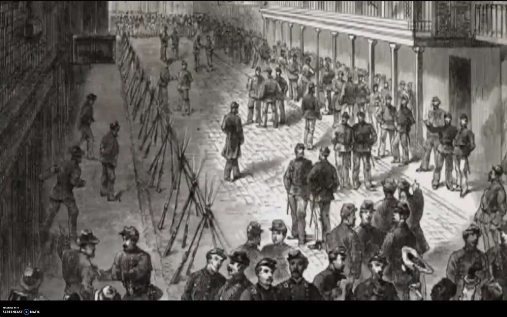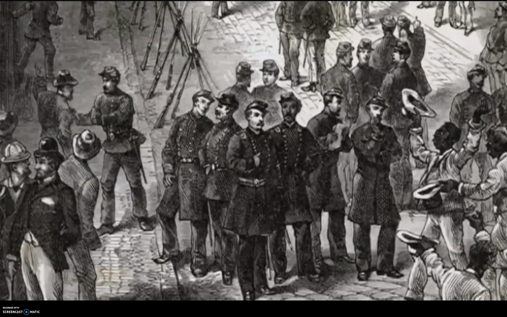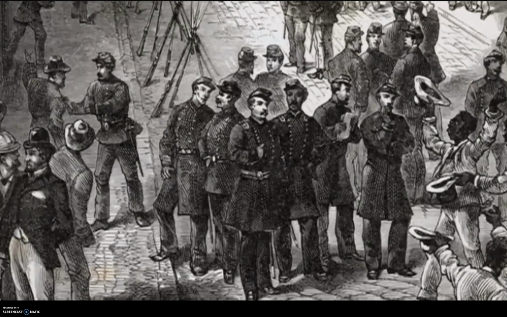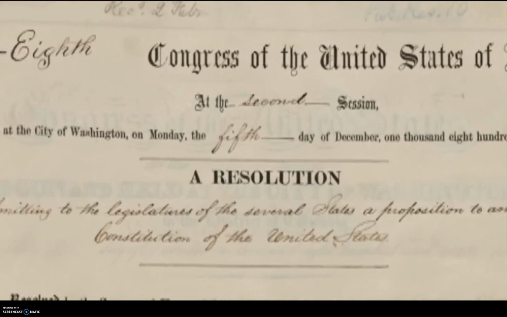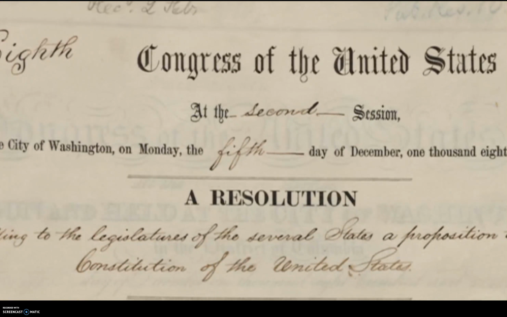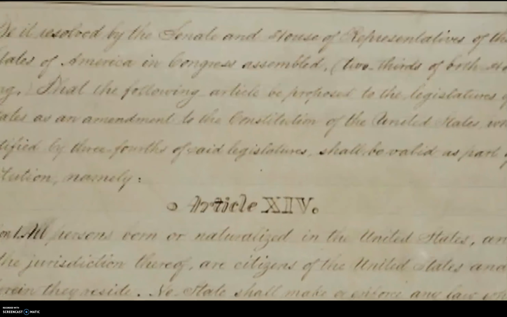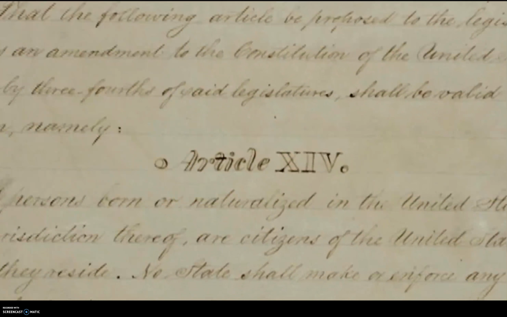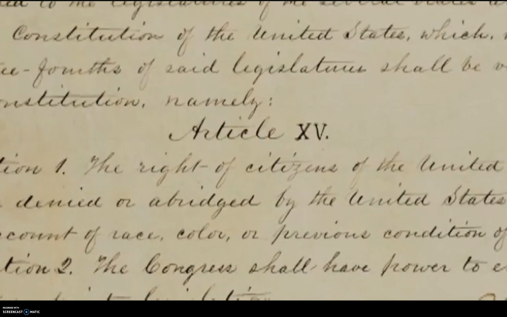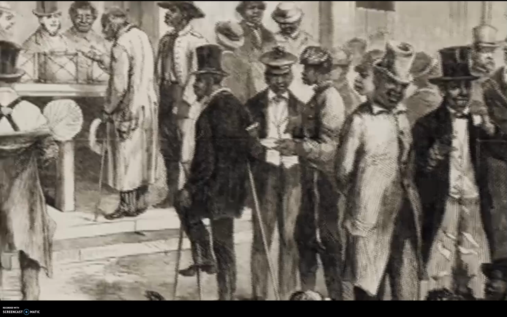The U.S. government sends the Army to occupy the South and passes 3 historic amendments to the Constitution. The 13th Amendment abolishes slavery in the United States. The 14th Amendment grants birthright citizenship to freed slaves. And the 15th Amendment provides freed slaves with the right to vote.